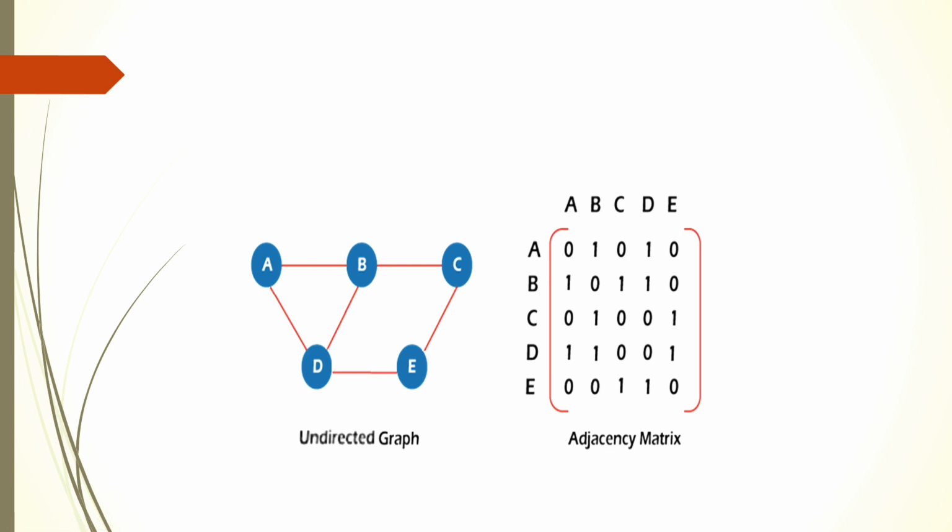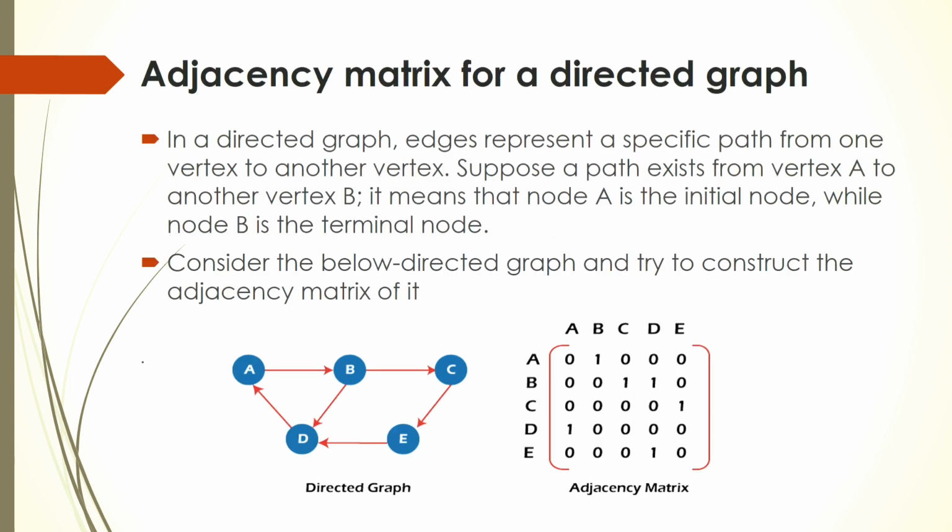So there exist different adjacency matrices for the directed and undirected graph. In the directed graph, every Aij will be 1 only when there is an edge directed from Vi to Vj. Now coming to the adjacency matrix for a directed graph.